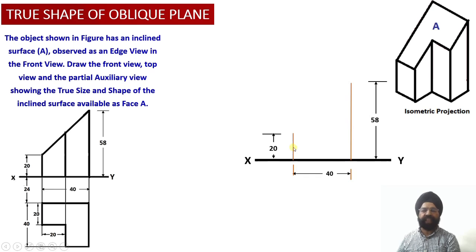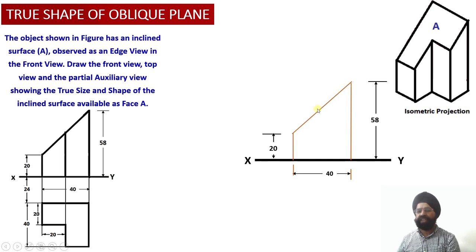Having drawn the front edge and the rear edge, now this inclined surface of the solid, which appears as an edge view, will be obtained. So this is the edge view of the section surface of the solid. It appears as an edge view in the front view orthographic projection.